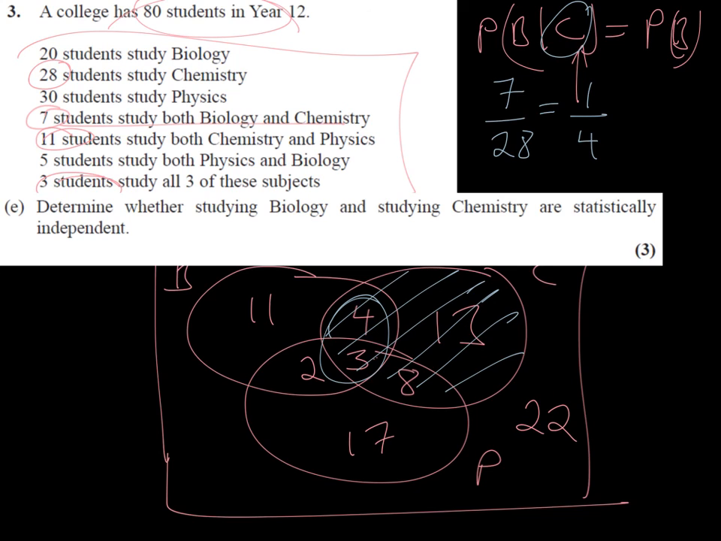The probability that a student studies biology then. So we know from, well, either from this information up here or from the Venn diagram that there are 20 students who study biology. So there are 20 students who study biology out of a total of 80 students in the year, which also simplifies to a quarter. So given that these two values are the same, we can say that studying biology and studying chemistry are statistically independent.